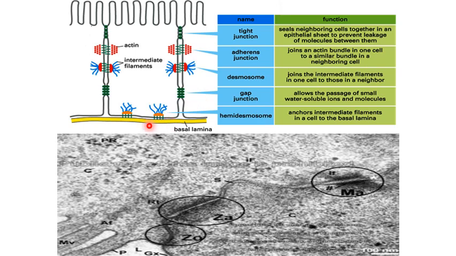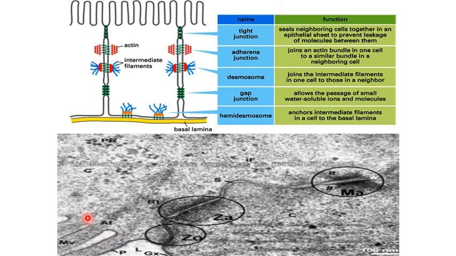Hemidesmosomes anchor the basal lamina or the connective tissue to the cell, that is the basal surface of the cell. This is the electron microscopic view of, this is the villi, this one.